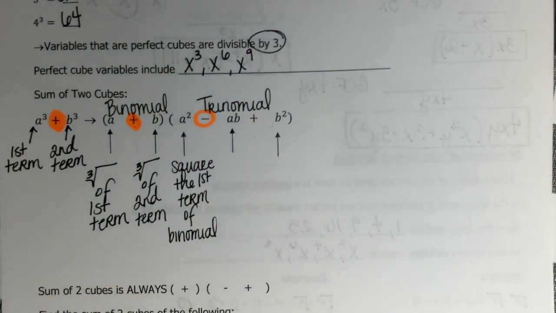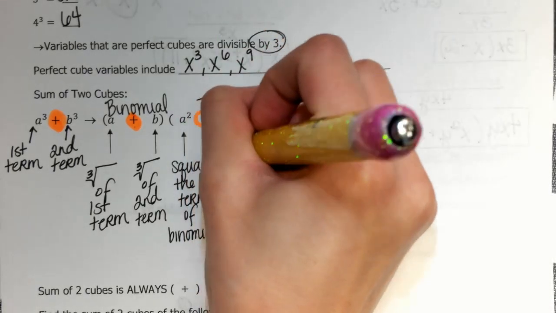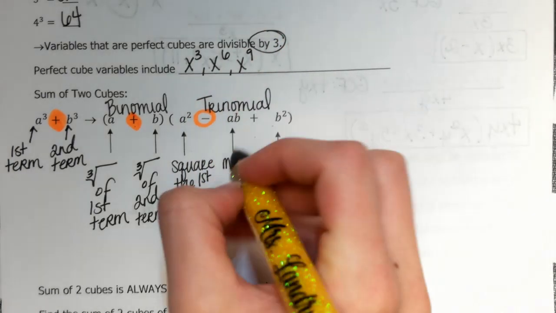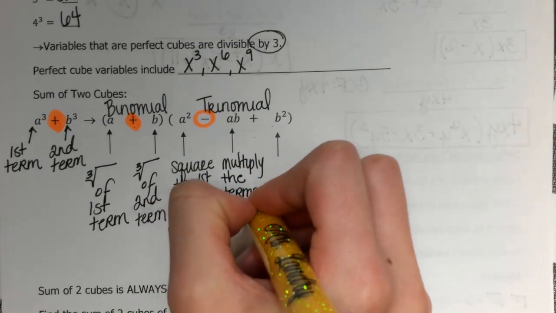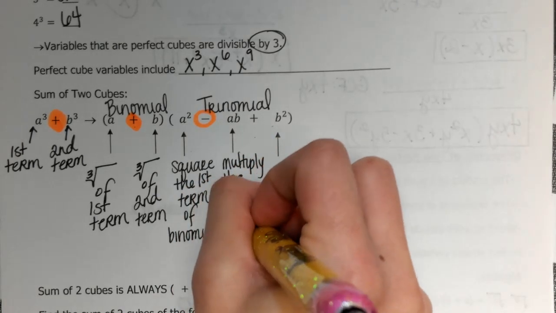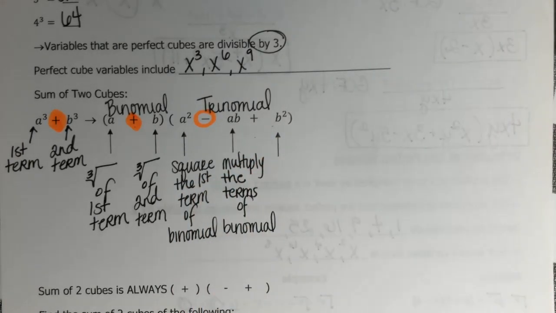Okay? This AB, I am multiplying the terms of the binomial. So whatever they are, you're going to multiply the two together. So if it's x plus 3, that becomes 3x. If it's x minus 4, it becomes 4x. If it's 2x plus 3, it becomes 6x. So you just multiply whatever these two are, you multiply them together.